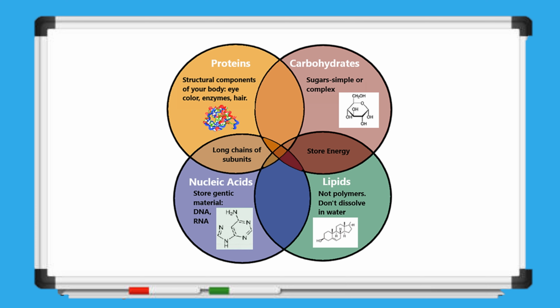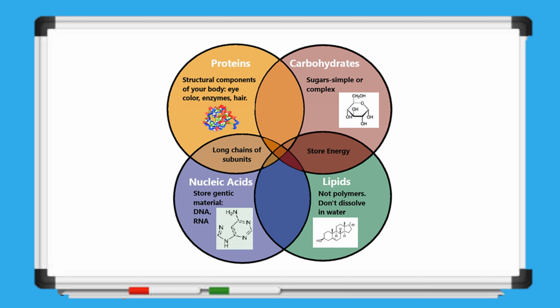First, we have proteins, shown in the yellow circle. Proteins act as structural elements in our bodies, found in hair, skin, and nails. They are made up of long chains of amino acids, which form complex structures that serve a variety of functions. Next, in the orange circle, we have carbohydrates. These are sugars, both simple and complex, and they serve as a primary source of energy for the body. Moving to the purple circle, we find nucleic acids, which include DNA and RNA. Unlike the other biomolecules, nucleic acids are made up of nucleotides, the building blocks that carry our genetic information.